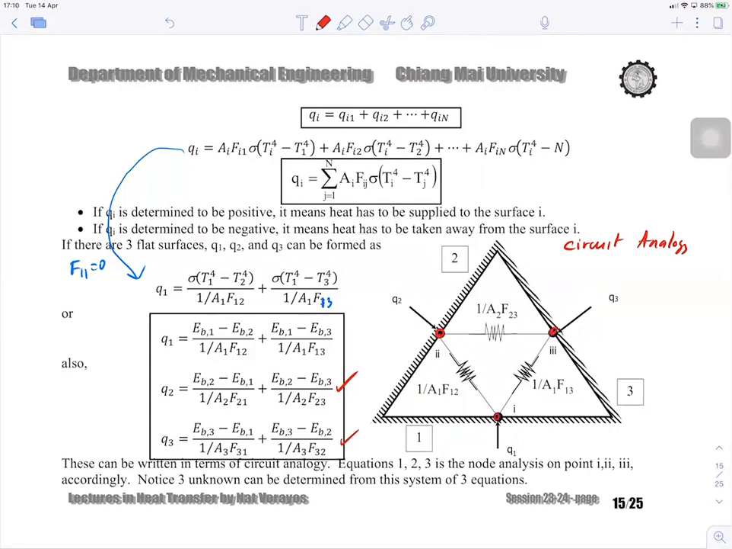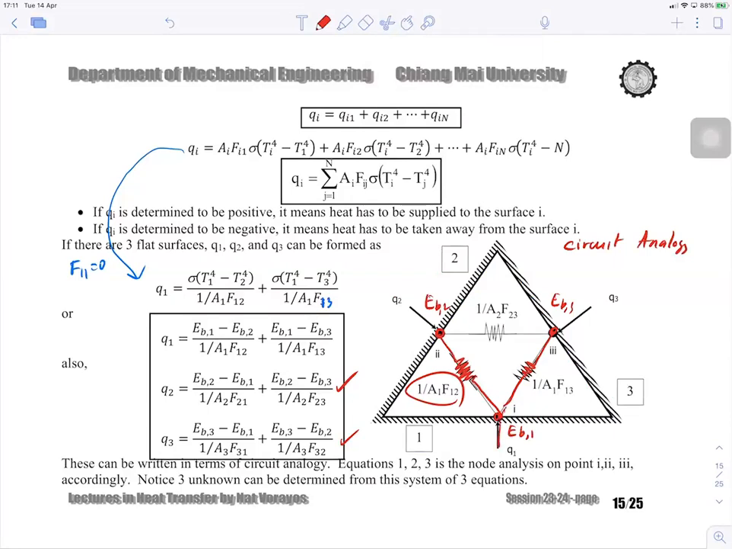A node, the point. And you have a potential of the node as EB1. Potential here is EB2, and the potential here is EB3. Okay, and it seems that between surface 1 and surface 2, there is a resistance. What is the resistance again? It is 1 over A1F12. Okay, and resistance over here is going to be 1 over A1F13.